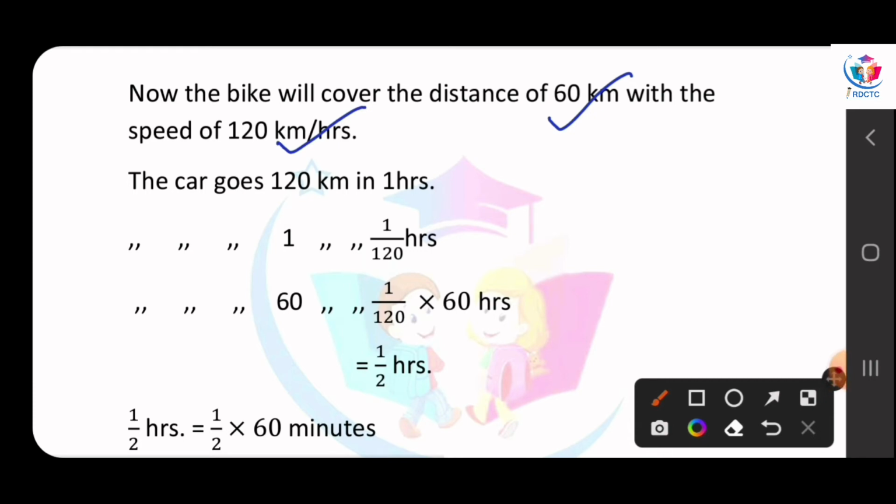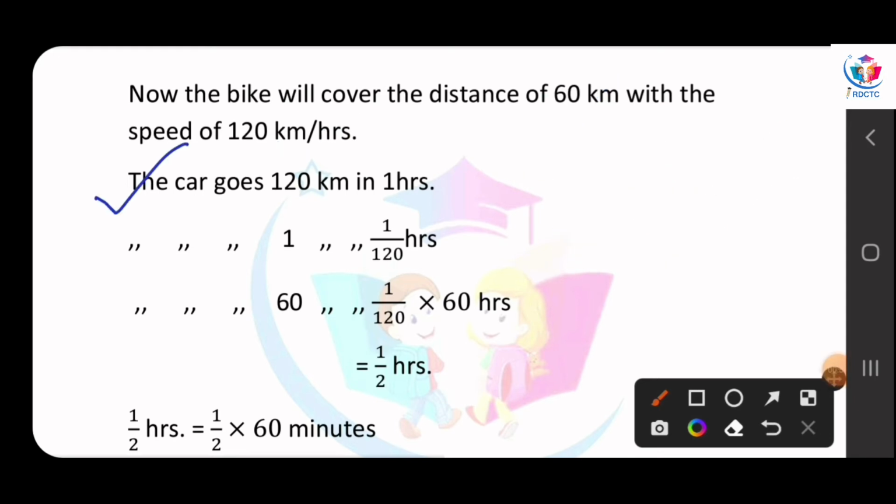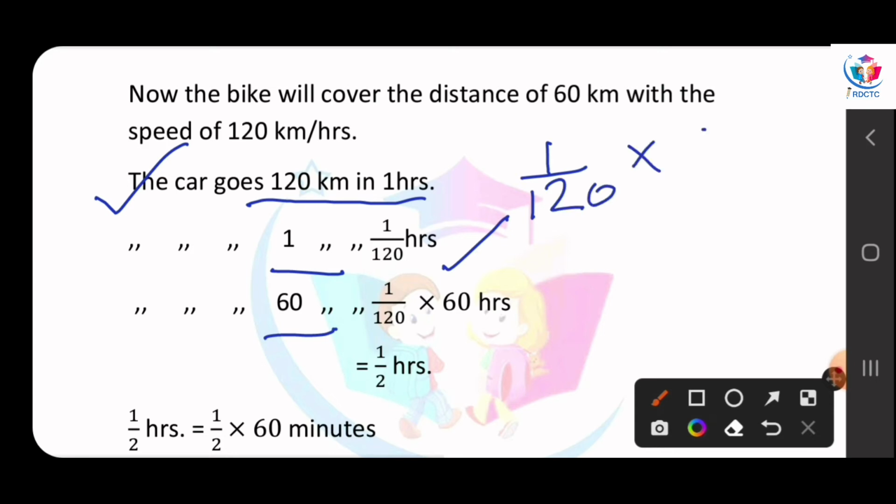We have to find the time, right? When we have to find the time, then we divide distance by speed. Okay, we have to divide distance by speed to find out the time, right? The bike goes 120 km in an hour, means in 1 hour. Then the bike goes 1 km in 1 by 120 hours. And then the bike goes 60 km in 1 by 120 into 60 hours.